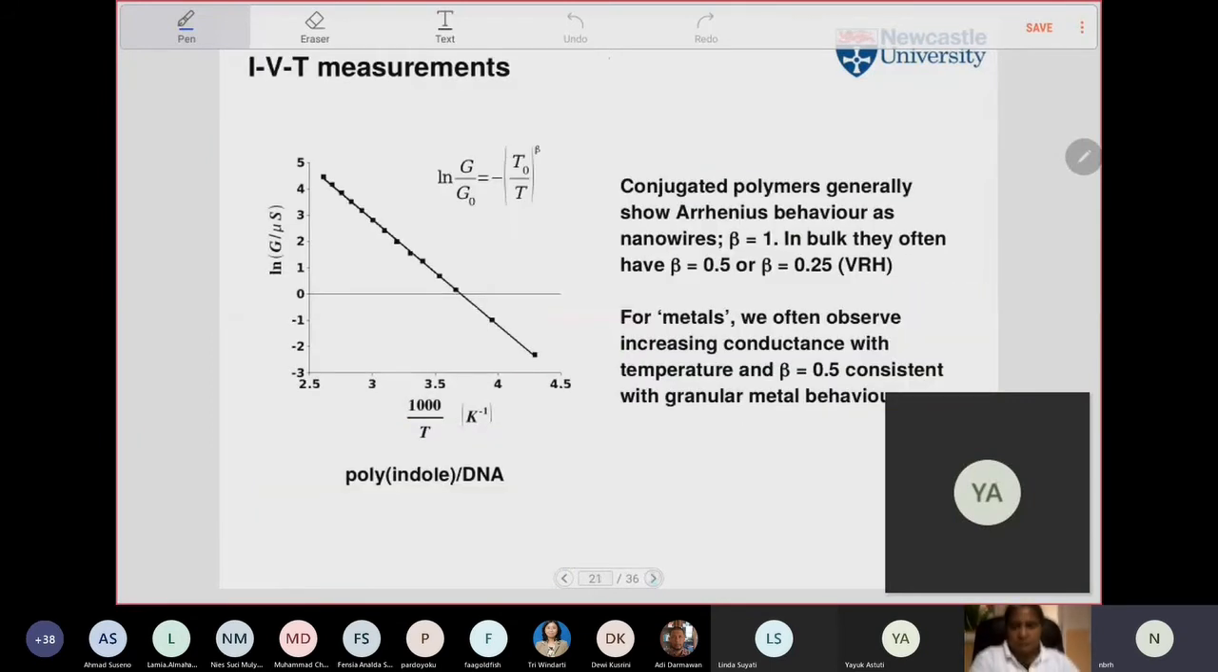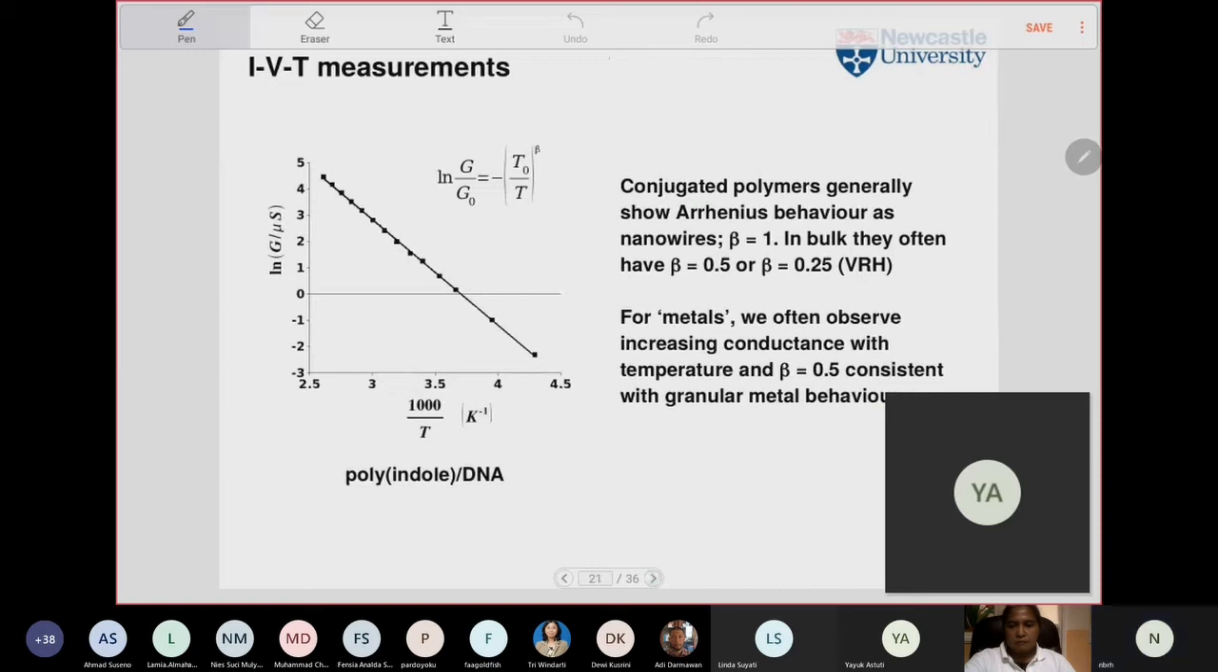So this is from the microelectrode experiment. It's very nice because if you can do it, you can study the temperature dependence. So this is from some work where we were studying polyindole nanowires, and we find that most of our conductive polymers show Arrhenius behavior, that is, they show activated conductance that increases as the temperature increases, and the beta value is 1.